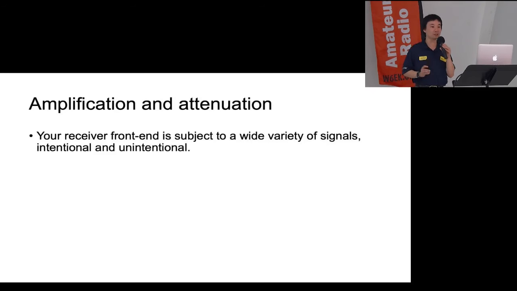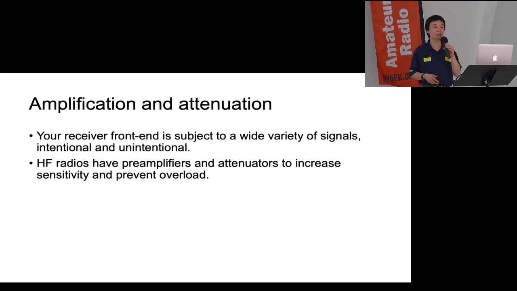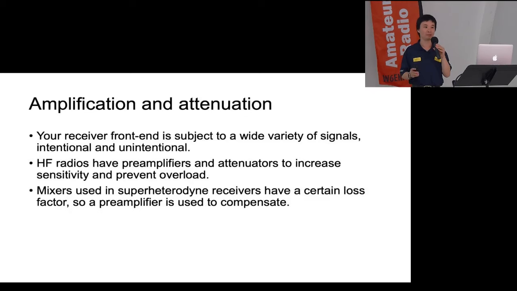Your receiver's front end is subject to a wide variety of signals, either intentional or unintentional. And that's why your radio has preamplifier and attenuator settings to increase the sensitivity and to prevent overload. And I want you to think about, what HF radio do you all have? Is it a superheterodyne type radio, or is it a direct sampling type radio? Because if you have a superhet radio, you have a mixer in the front end. And the mixer has a certain loss factor, and that's why you'd want to use a preamp to compensate for that loss.